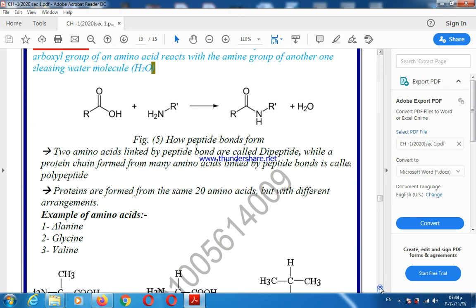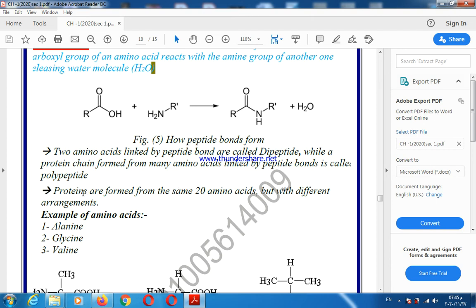So what is the peptide bond? Amino acids are linked together by peptide bonds by removal of H2O. So the number of peptide bonds equals the number of water molecules that are produced.